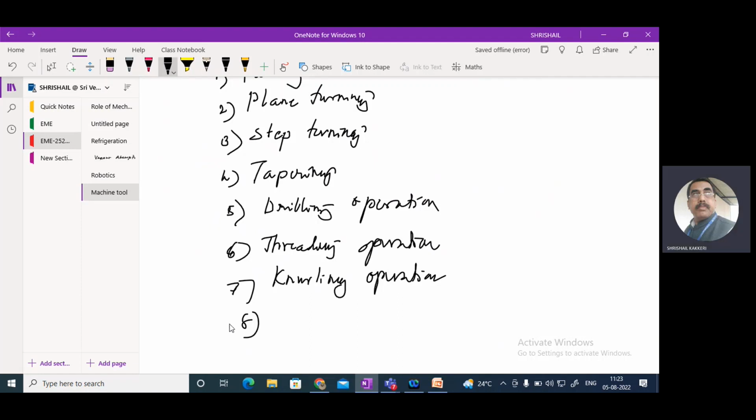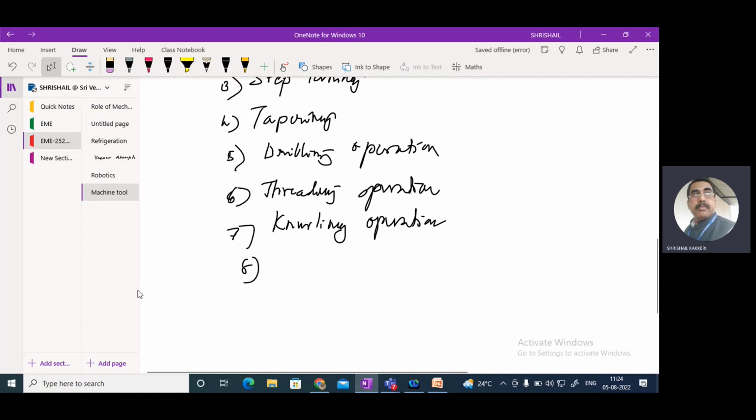Are you understanding? And apart from this, keyslot operation, grinding operations, chamfering operation, and creating the radius. So many other operations are there. All these are not required. We only try to remember these: facing operation, plane turning operation, step turning operation, tapering operation, knurling operation, threading operation, drilling operation. If you list them, more than 200 different operations will come. All these are not important to discuss.